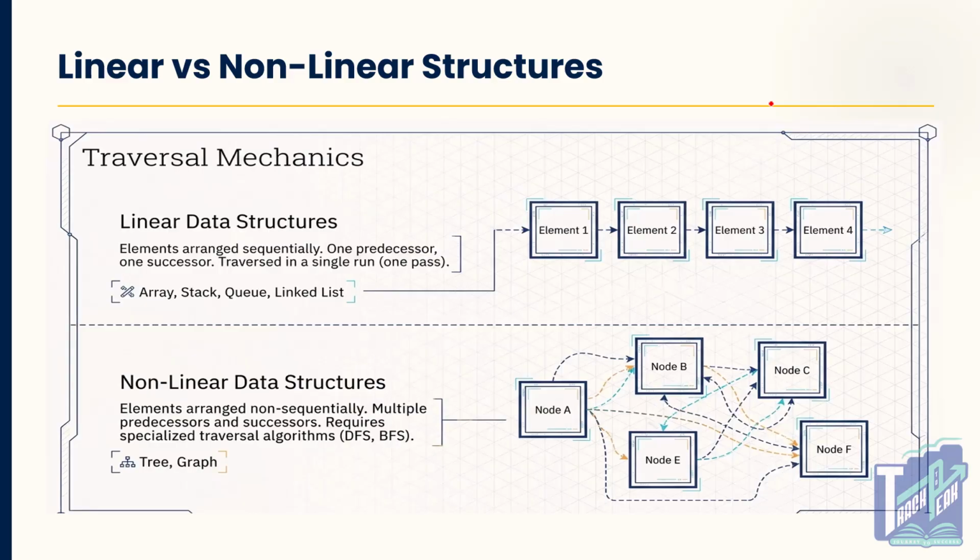Here a traversal mechanism has been displayed. In a linear data structure, elements are traversed in a sequential order with one predecessor and one successor. For example, for element 2, the predecessor is element 1 and the successor is element 3. In a non-linear data structure, the elements are arranged in a non-sequential manner, which means one node can be linked with more than one node, and the traversal mechanism requires specialized versions, for example depth first search and breadth first search. Examples of non-linear data structures are tree and graph.